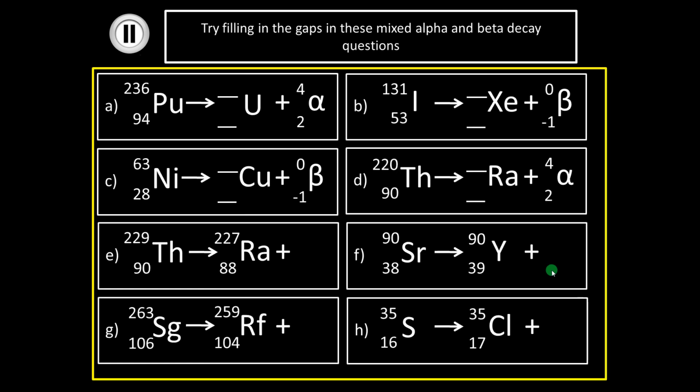So we're just going to mix it up a little bit now. This is probably more of a higher tier question. But still, I think foundation tier people could have a go at this. So pause the video, and this is a mixture of alpha and beta decay. And in the last 4 questions, I'm looking for which type of decay we've got, rather than what the mass number and atomic number are. So pause, and then we'll check.